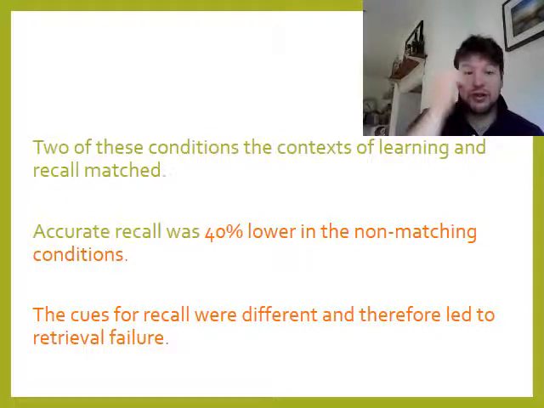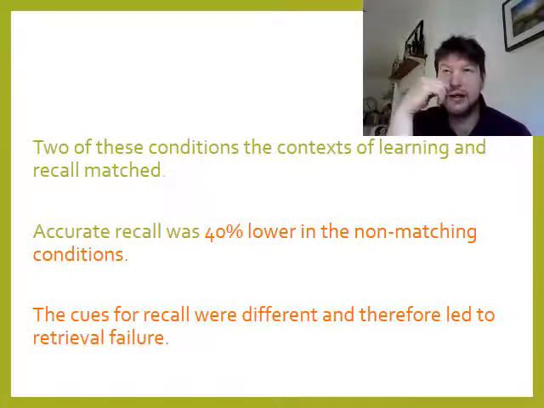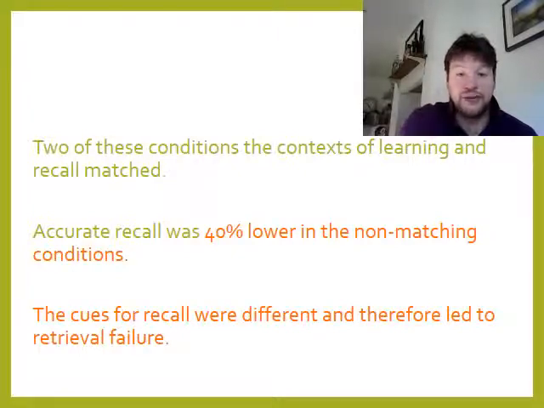Two of these conditions, the context of learning and recall, are matched. Accurate recall was 40% lower in the non-matching conditions, and that's a key term to get. So where you were recalling somewhere different to where you learnt, 40% lower. The cues of retrieval were different and therefore led to retrieval failure.